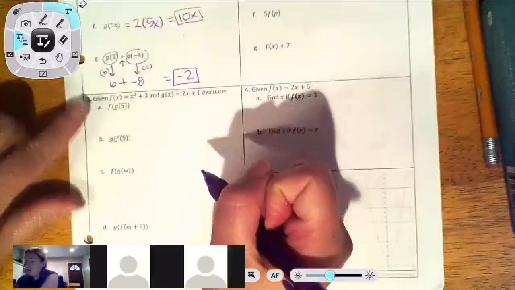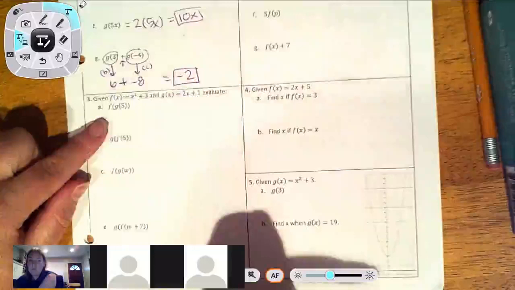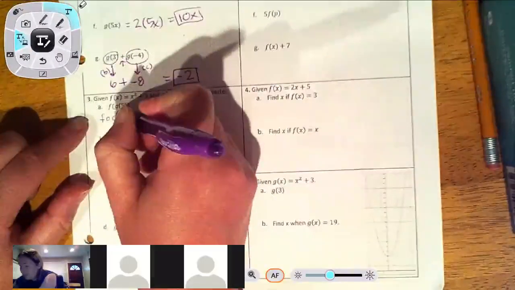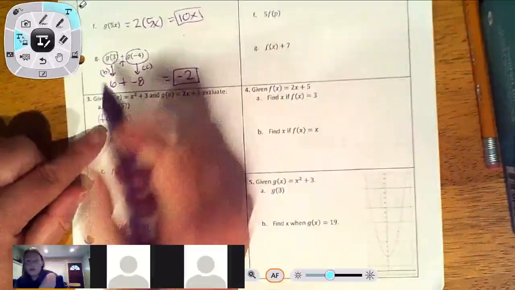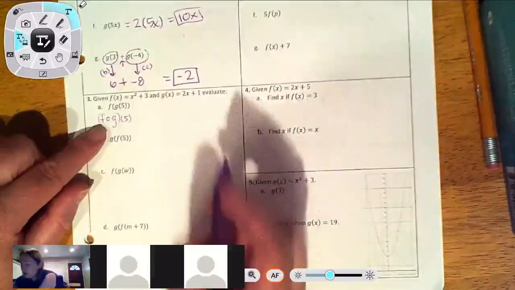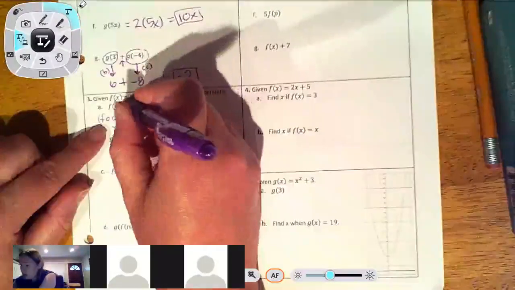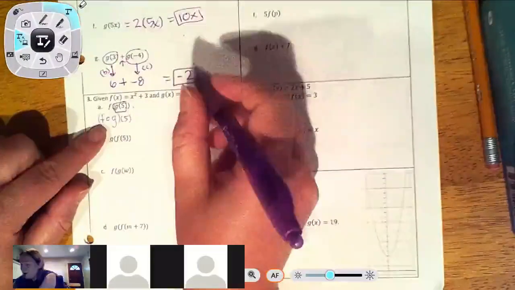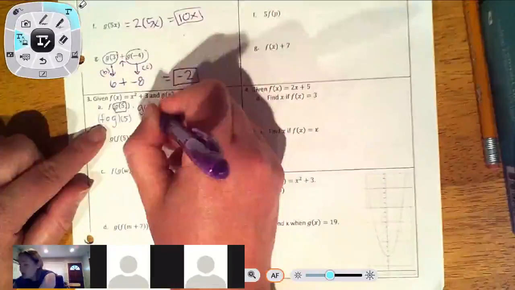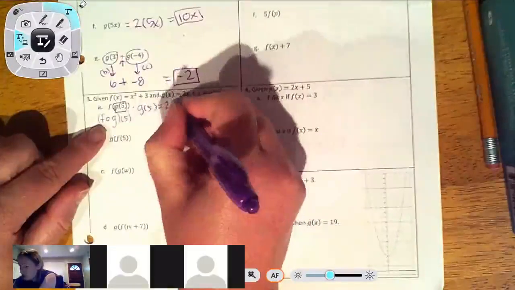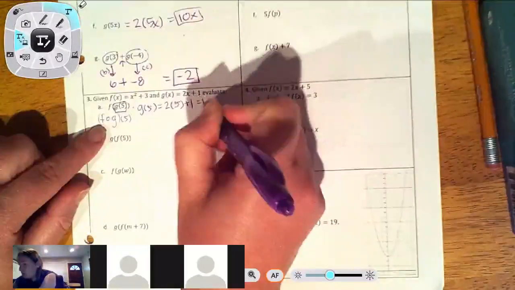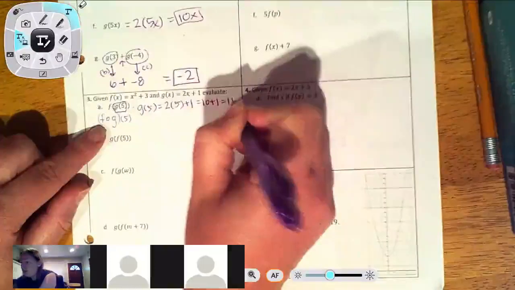So here are the composite ones written in this format. Again, this could be written as f of g of 5. It just would have an open dot to show that it's a composite. So, just like with PEMDAS, we need to start on the inside in the parentheses and figure out what g of 5 is. So g of 5 is going to the g function and plugging in 5. So it's going to be 2 times 5 plus 1. 10 plus 1, which is 11. So g of 5 is 11.